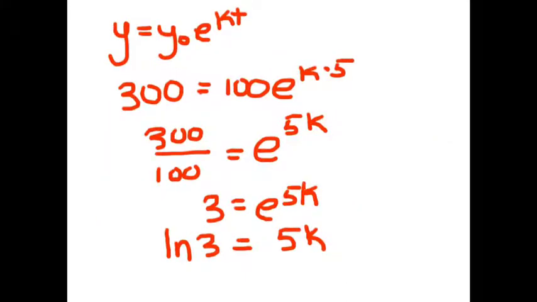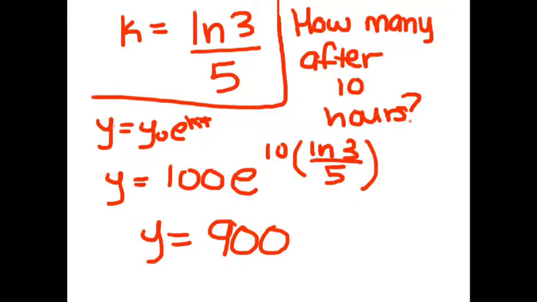So now we plug everything in. We plug in 300, we plug in 100, and we plug in 5. Now we divide by 100, so that we have e to the 5k on one side. So now we have 3 equals e to the 5k. You take the ln of both sides to get rid of the e, so now you have the ln of 3 equals 5k. So now you divide by 5, and now you have ln of 3 over 5. That equals our k.